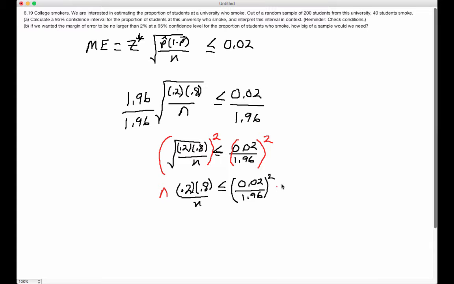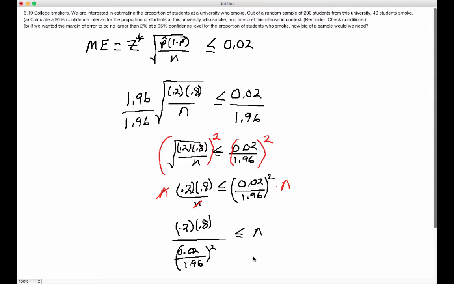Let's clear the fraction by multiplying both sides by n. It's actually not last, we have one more step after this. I've multiplied this side by n and that side by n. What we see is that these n's will cancel, and we end up with 0.2 times 0.8 is less than or equal to this crazy number times n. So our next move is to divide both sides by the crazy number. In other words, take 0.2 times 0.8 and divide that by 0.02 over 1.96 quantity squared, and that'll be less than or equal to n.